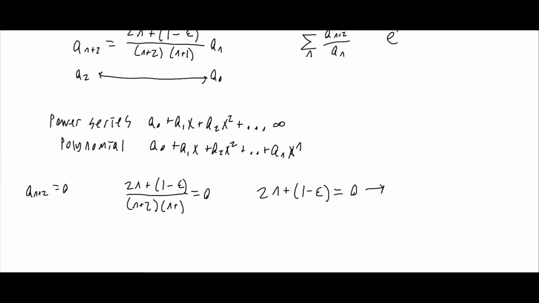And this will happen, so we can rearrange this, and we will end up with epsilon being equal to 2n plus 1. And this, remember, is equivalent to our energy. So this is telling us that energy is quantized. And so that tells us that our energy must be quantized.